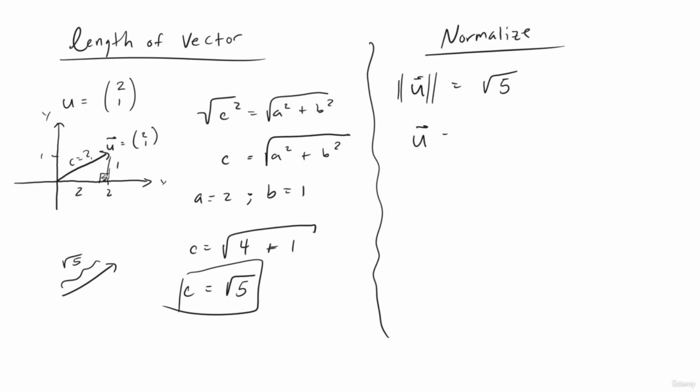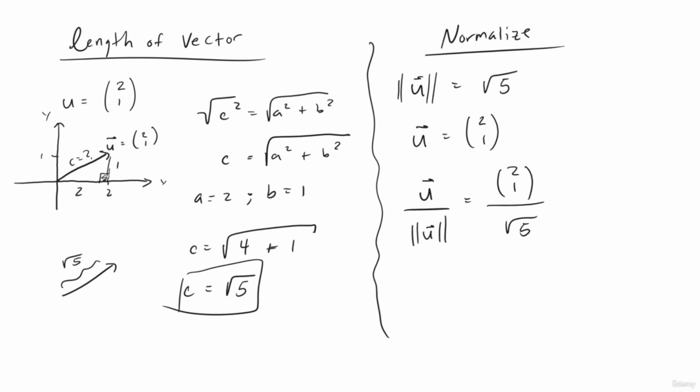And we know that u is equal to 2, 1. That is our vector. And we want to get it down to have length 1. The formula for doing that is u divided by its magnitude, or its length, which in this case is 2, 1 divided by the square root of 5. And when you take a vector and divide it by a scalar, same thing as multiplying, you just divide each of its components.